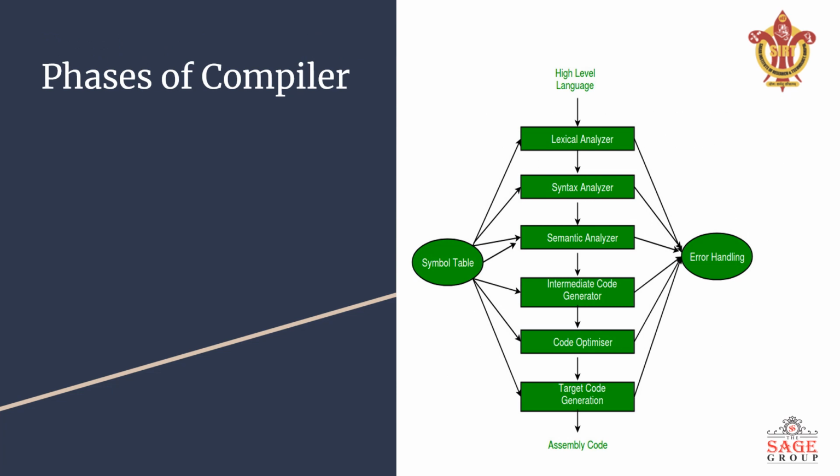Now, these are the different phases through which a high-level language is converted into assembly code with the help of the compiler. First phase is the lexical analyzer. As the name says, lexical means it's scanning the whole program and converting it into a stream of tokens. Then the output stream of tokens is used as input for the syntax analyzer to find the exact syntax of the program.